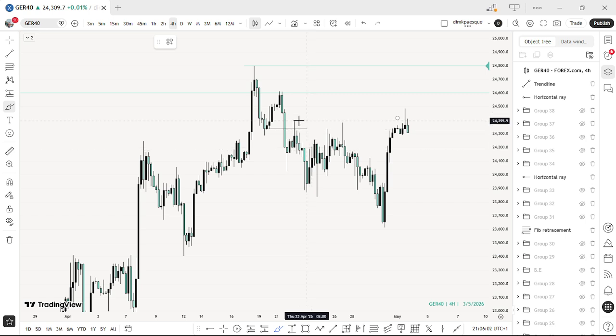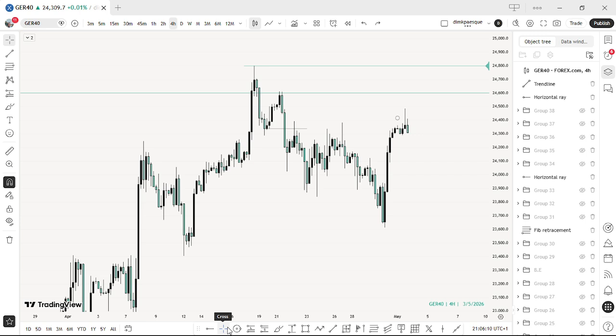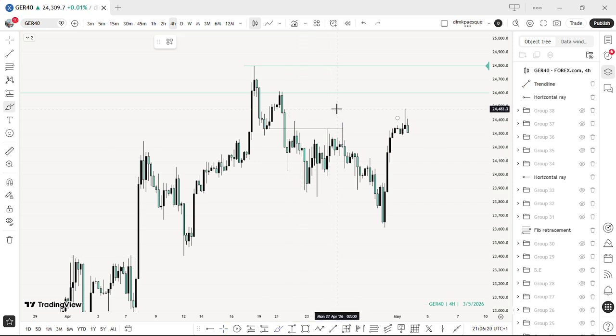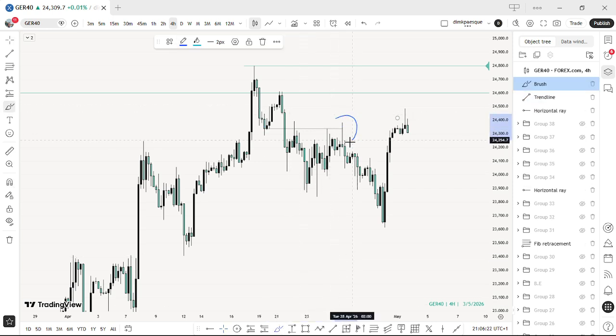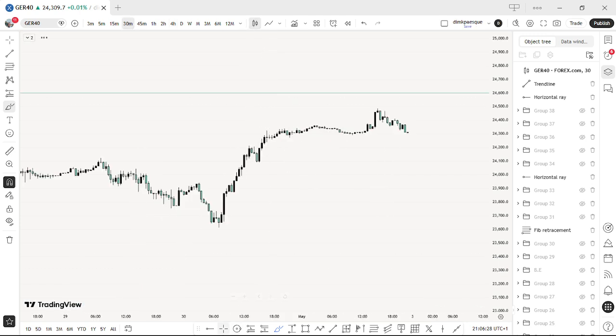So this rejection here, right? But the rejection was not sustained, so we came back again and we still rejected from that same key level here. So after this rejection here, actually with all my 4 hours rejections, I look at the 30 minutes to see what's going on. So let's look at the 30 minutes.